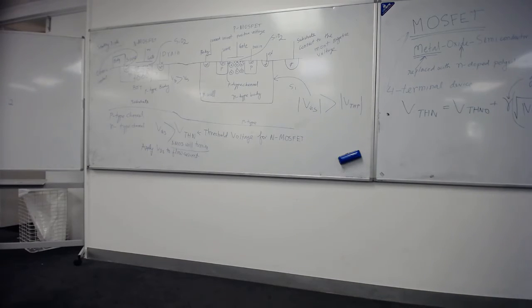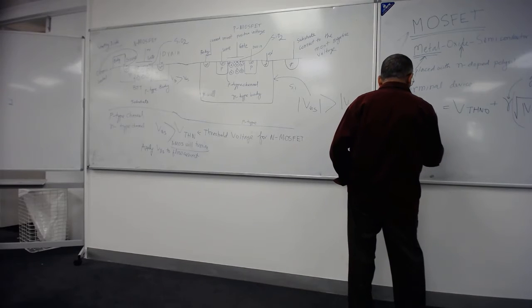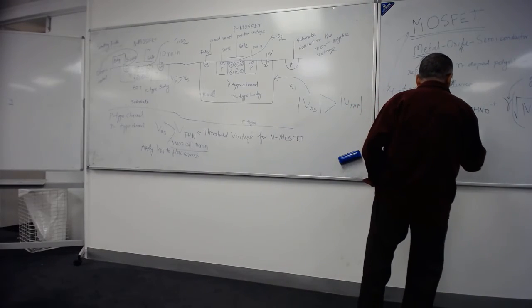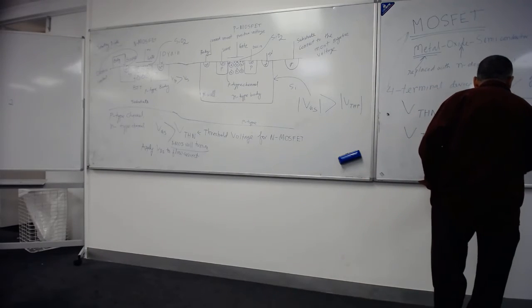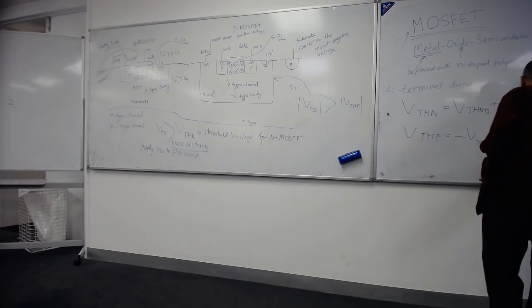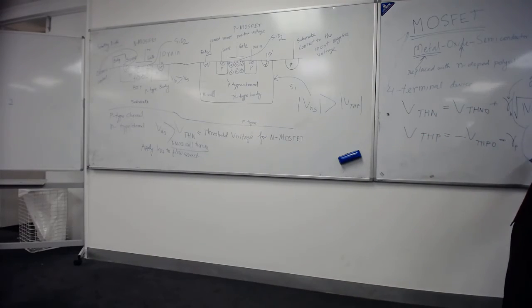Similarly, VTHP is equal to a negative VTHP0, a negative sign here, and then gamma. This gamma will be gamma N for the NMOS, and there will be gamma P for the PMOS. Then you have a square root again, of the absolute value of VSB plus twice phi Fn, because it's a PMOS, and then minus the square root of twice phi Fn, like this.